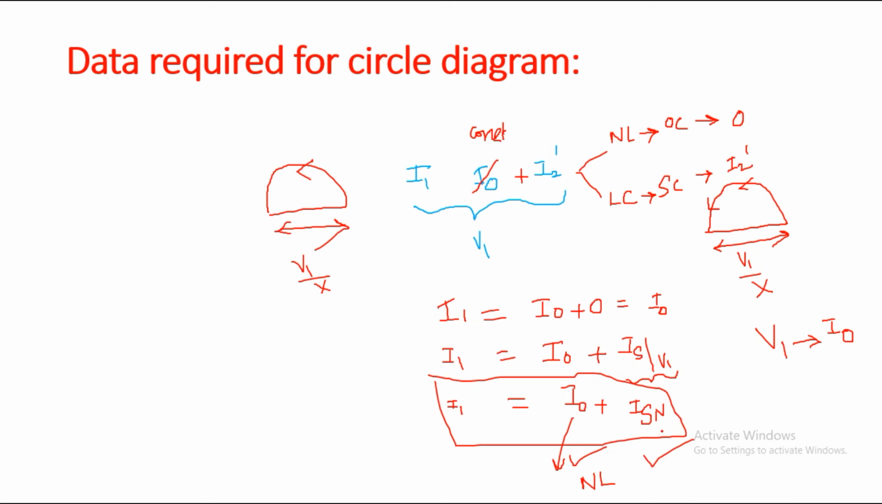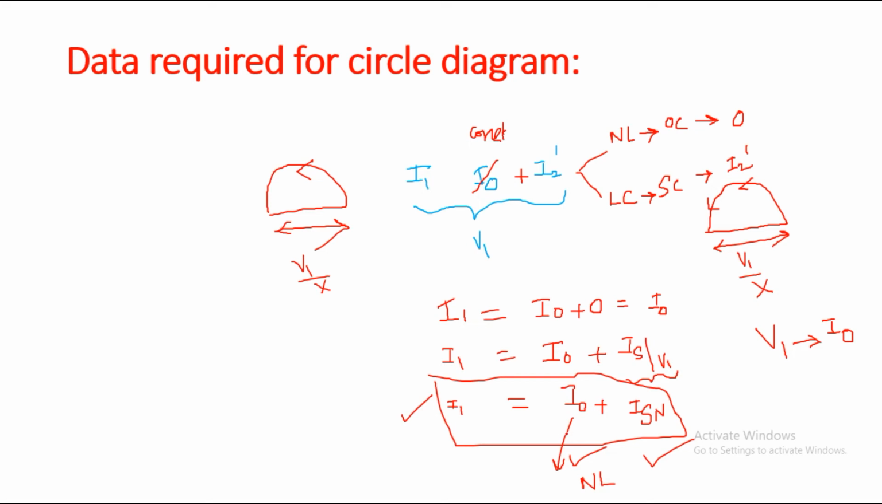And what about ISN? It is practically not at all possible to get the data by conducting any of the tests, because we can either go with the direct load test, or the no load or blocked rotor test. If we go with the direct load test, we can get the value of I1, but at that time we cannot get the values of I0 as well as ISN. So we cannot prefer the direct load test for obtaining data for drawing the circle diagram.